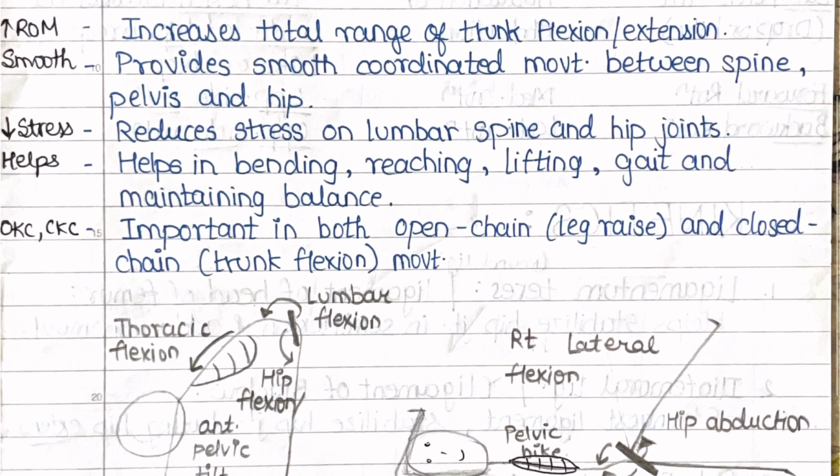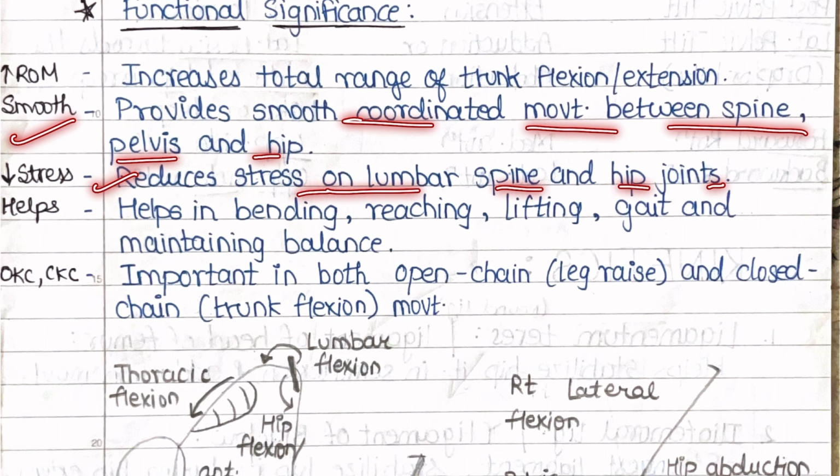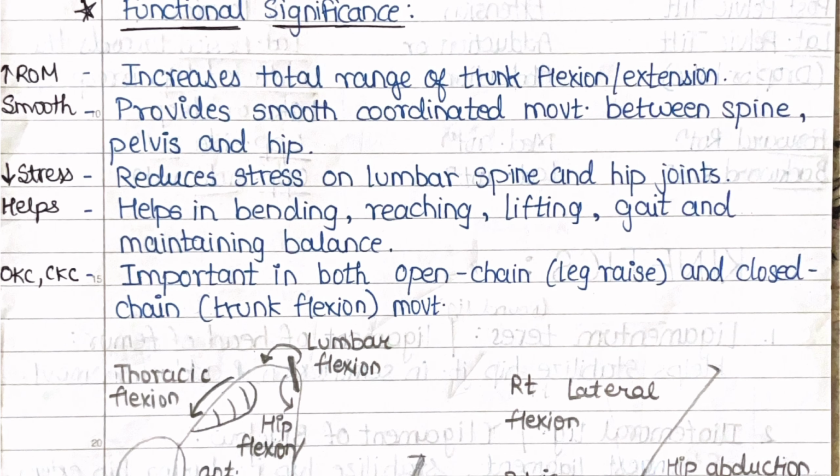What is its functional significance? The functional significance of pelvifemoral rhythm is that it increases the range of motion of trunk flexion or extension. It provides smooth coordinated movement between spine, pelvis, and hip. It reduces the stress on lumbar spine and hip joints as the work is done by all three components. Not any single component is made to do the work alone.